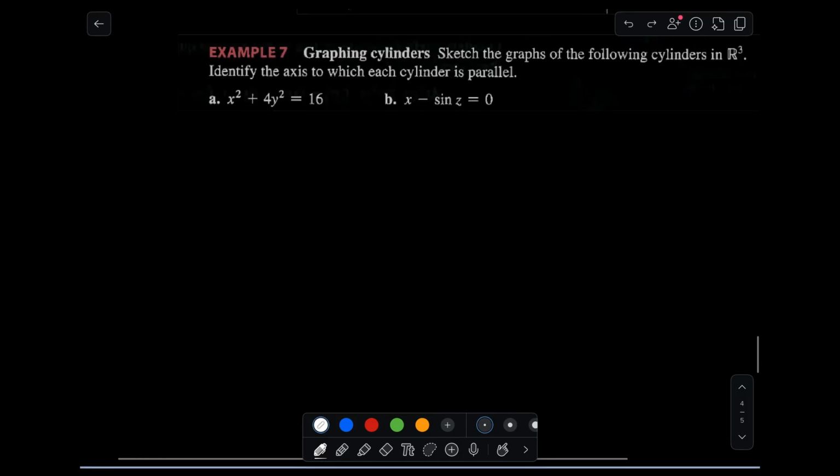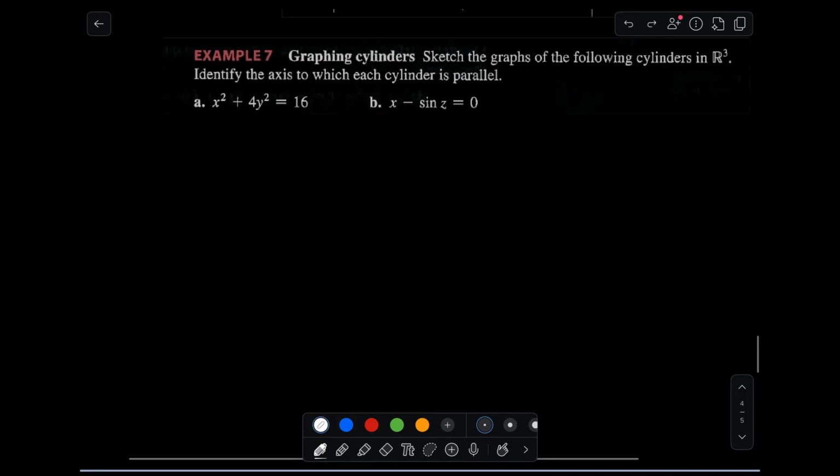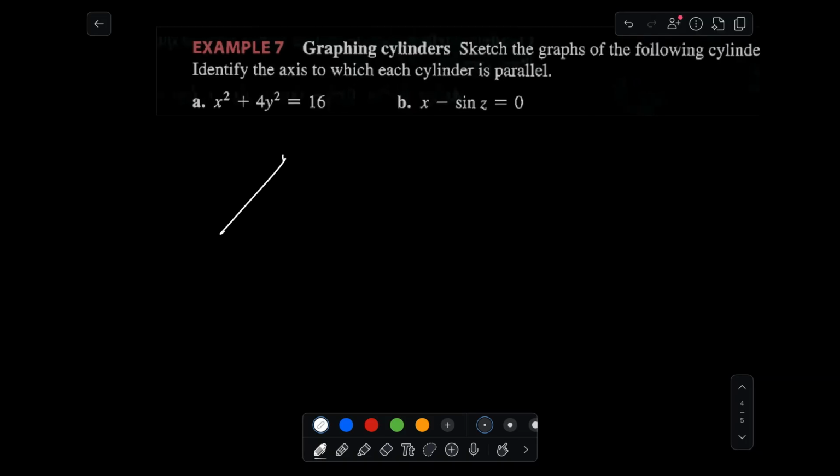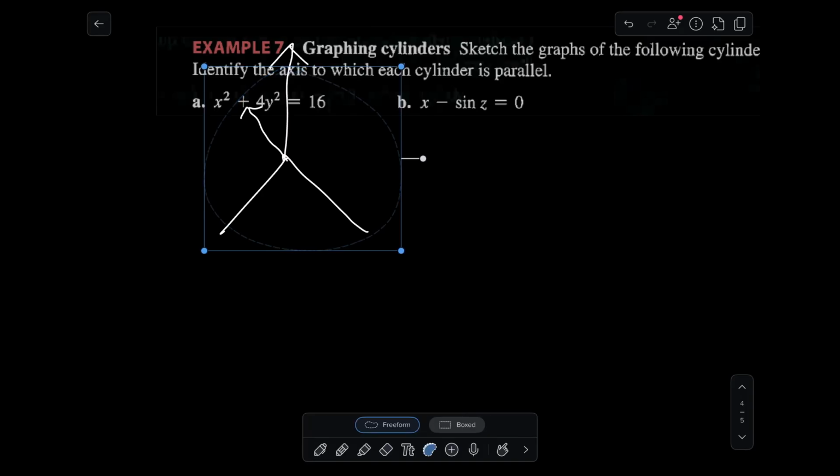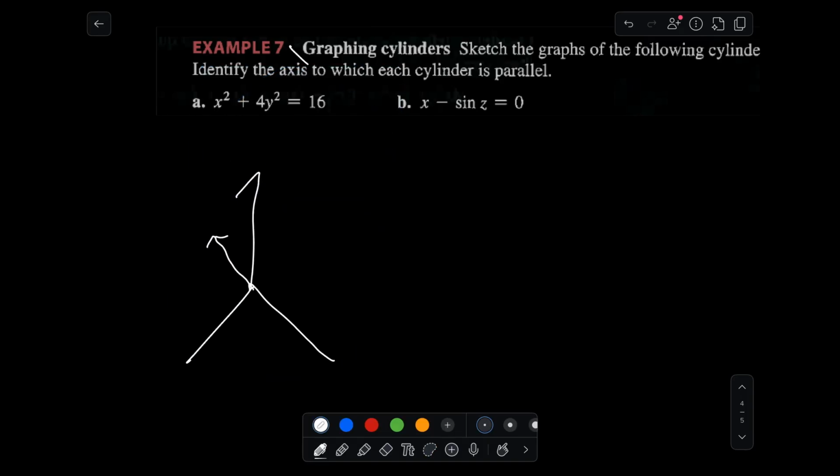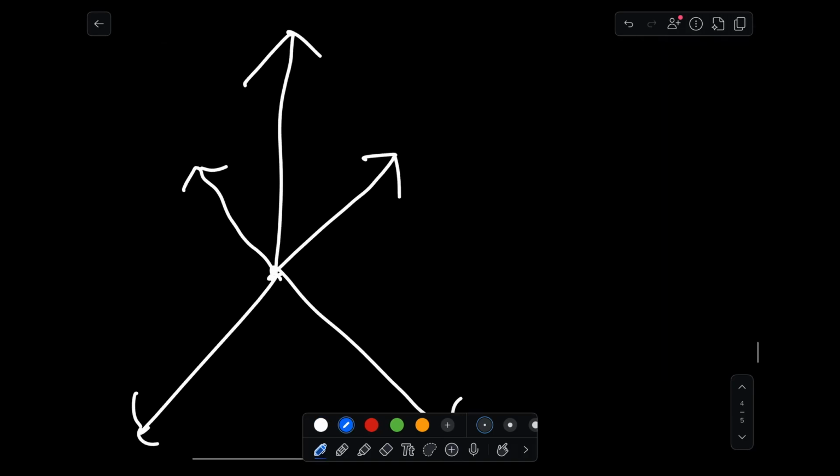And for example 7, sketch the graphs of these cylinders in R cubed. Identify the axis to which each cylinder is parallel. Let's just get right into it. This is covering some space I don't really like, so let's move that up. Move that down, actually, to save some space for you guys. Let me just get back to my old colors.